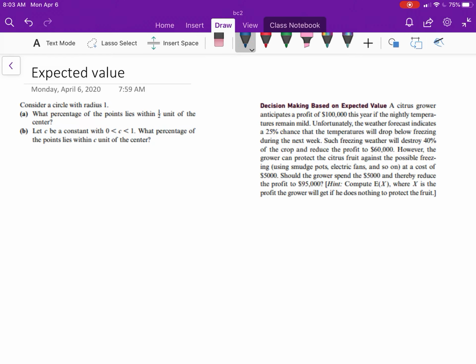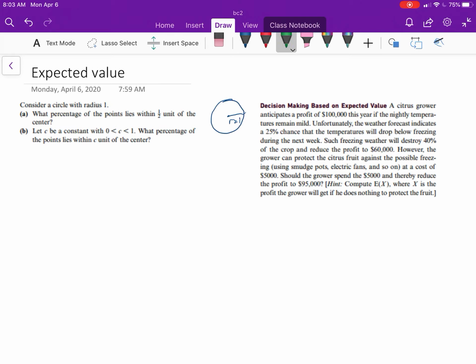All right, this first example I wanted to do because it doesn't exactly fit in with these formulas that we're given with the E of x. We have a circle, and therefore we have formulas for a circle. So we have a circle of radius 1. What percentage of points lie within a half a unit of the center?